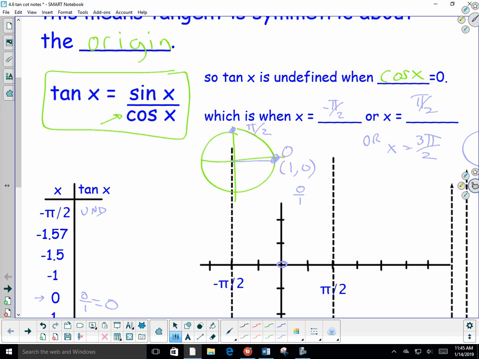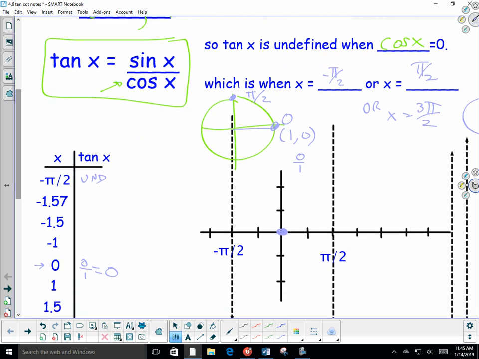So we can actually plot this point right here for tangent. It goes through 0, 0. What about at negative pi over 4? Let's make this negative pi over 4 and this pi over 4 here. At negative pi over 4, that would be down here. The ordered pair is square root of 2 over 2, negative square root of 2 over 2. So if I take that y over x, I get negative 1, which would be about here on my graph. So at negative pi over 4, my tangent is negative 1.